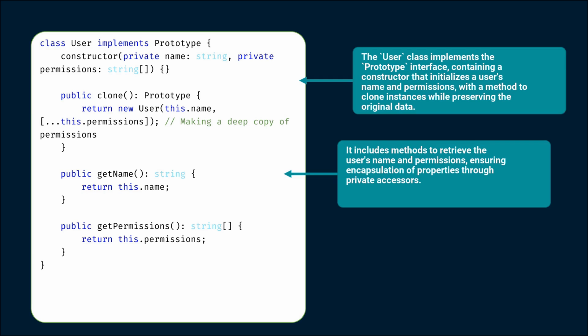Additionally, we have getter methods such as getName and getPermissions, which allow us to access the user's name and permissions without directly exposing the properties themselves. This encapsulation promotes better object-oriented practices by protecting the internal state of the user objects. Overall, this implementation illustrates not just cloning, but also good design principles in action.